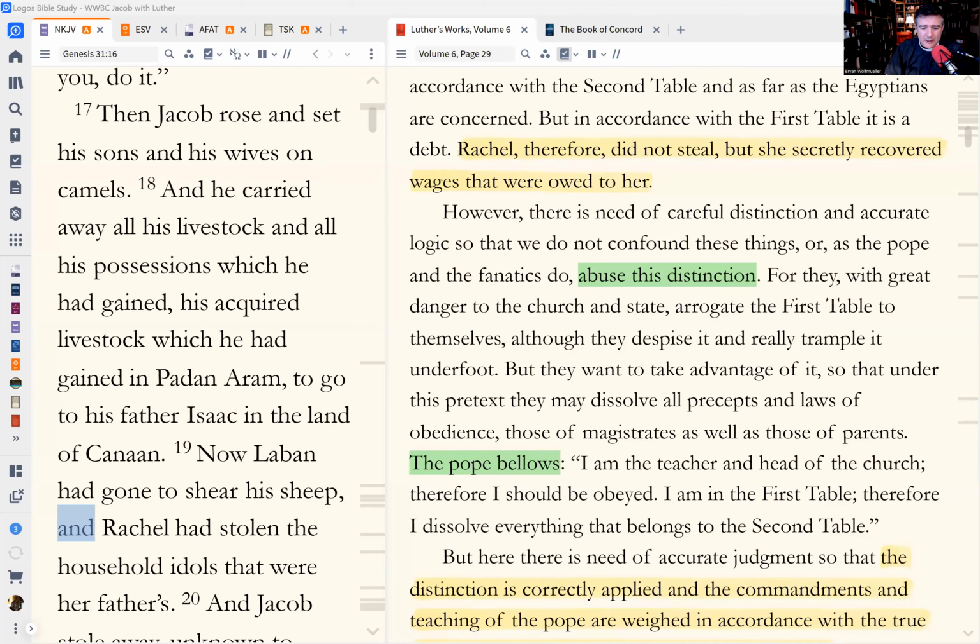So he says here, we need to make a careful distinction so that we do not confound things like the fanatics do, who abuse this distinction.